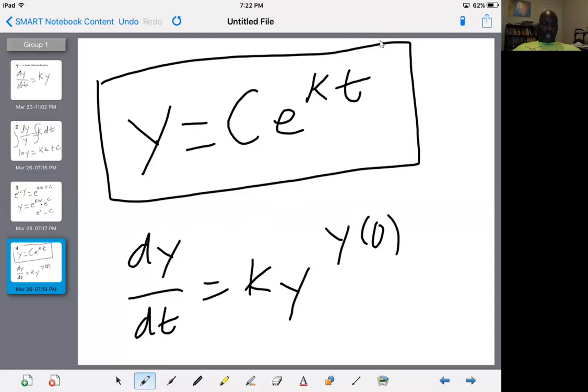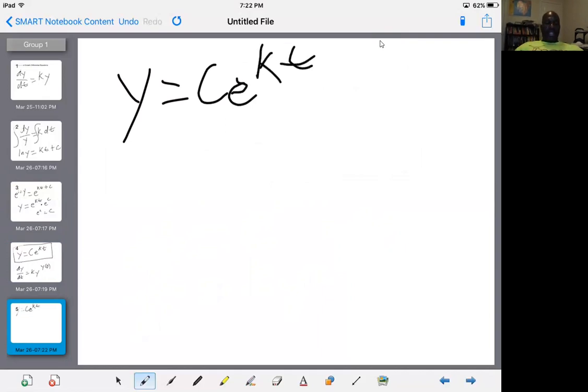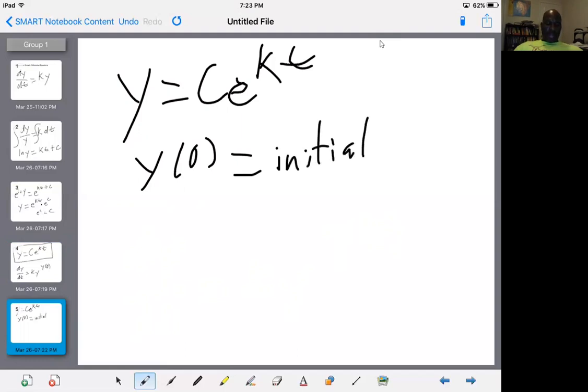In fact, let me state it as so. Let me rewrite the solution. So the solution is y equals c times e to the power of kt. That's the solution to my exponential growth differential equation. And let's say I have this initial condition that y of 0. Now again, y of 0 is the value when t is 0. So that's the initial value. So that's actually what I'm going to write. So y of 0 equals initial value.